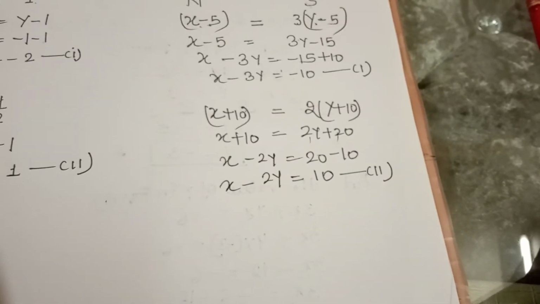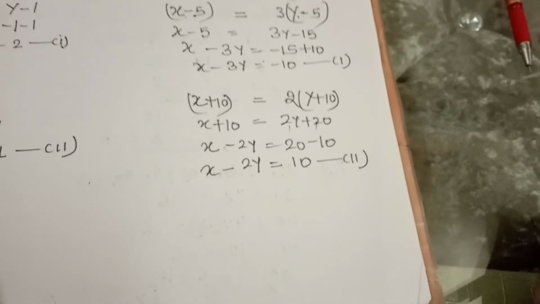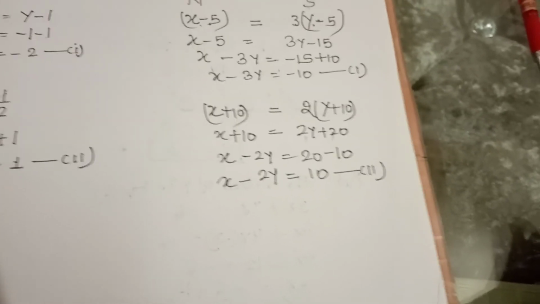Then solve the equations and write the answer in a statement, that this is the age of Sonu and this is the age of Noori. Fine. Now come to the third part.